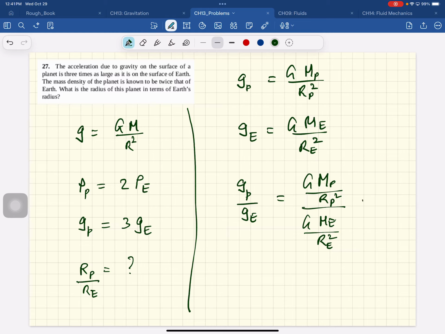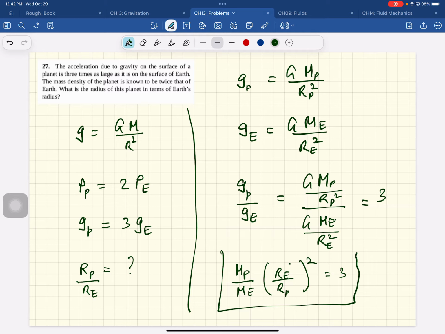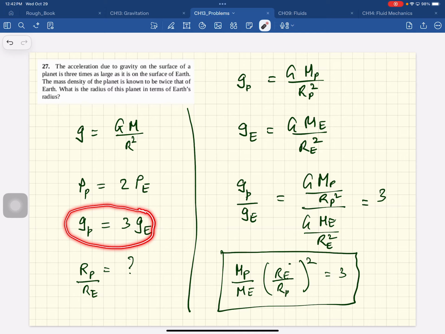This is 3. The acceleration due to gravity on the planet is 3 times the acceleration due to gravity on Earth. This cancels, so what we get is the mass of the planet divided by the mass of Earth times the radius of the Earth over the radius of the planet squared, equal to 3. So this piece of information has given us that equation.